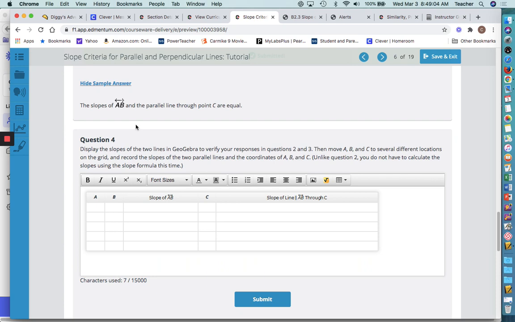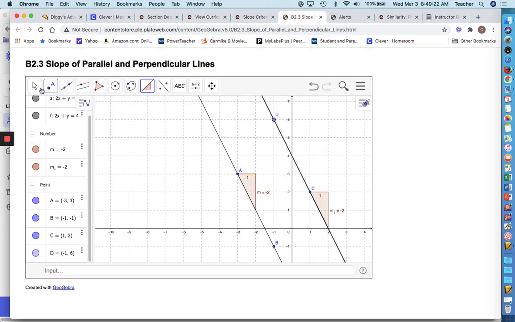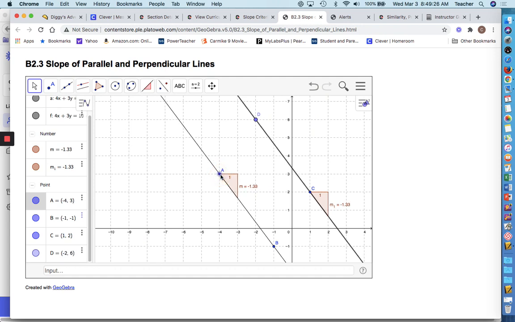Then move A, B, and C to several different locations on the grid and record the slopes of the two parallel lines in the coordinates A, B, and C. Unlike question 2, you do not have to calculate the slope using the slope formula this time, because they give it to us. All right, so let's change things around. So click move. I'll move this one over. Oh, look, they move together. Isn't that cool?